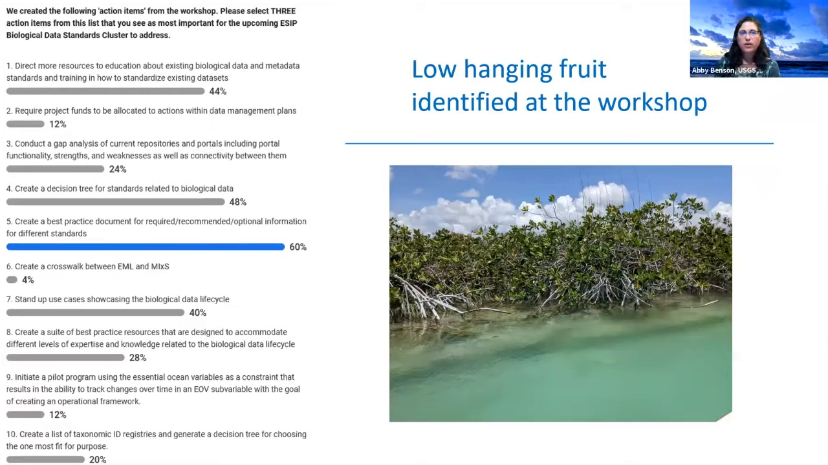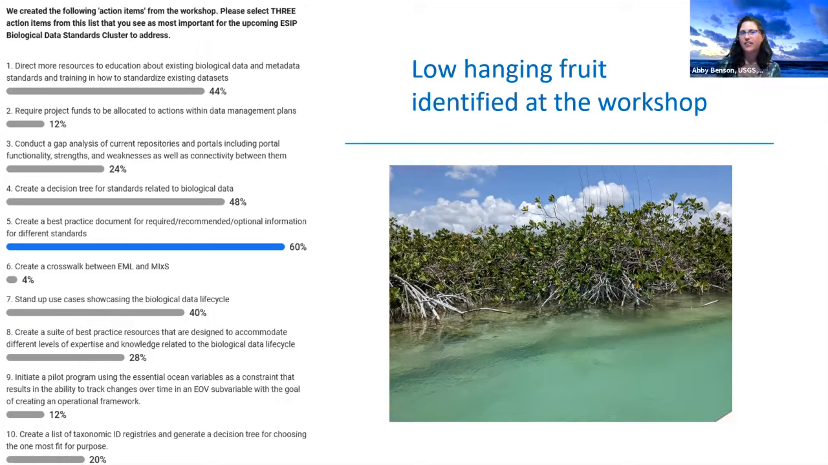Going back to the workshop, one of the helpful things that came out of the workshop is we identified several low-hanging fruit or action items that the cluster could take. So at the first meeting of the cluster, we had a list and we had a Slido poll. So we selected the ones that we thought would be best for the cluster to address. The highest rated one was to create a best practice document for required, recommended, optional information for different standards. The second highest rated one was to create a decision tree for standards related to biological data.